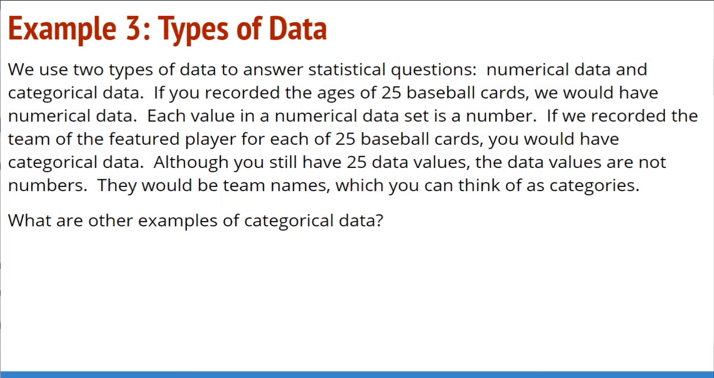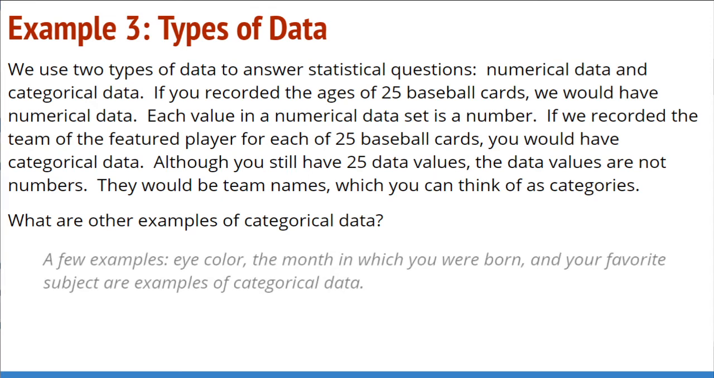So what are some other examples of categorical data? Pause and think about that for a minute. What are some other categories of data that you can think of? Well, we've got eye color, the month in which you're born, your favorite subject, your favorite book, your favorite movie, your hobbies. Those would all be types of categorical data. We would not be recording numbers for those. We would be recording these categories.